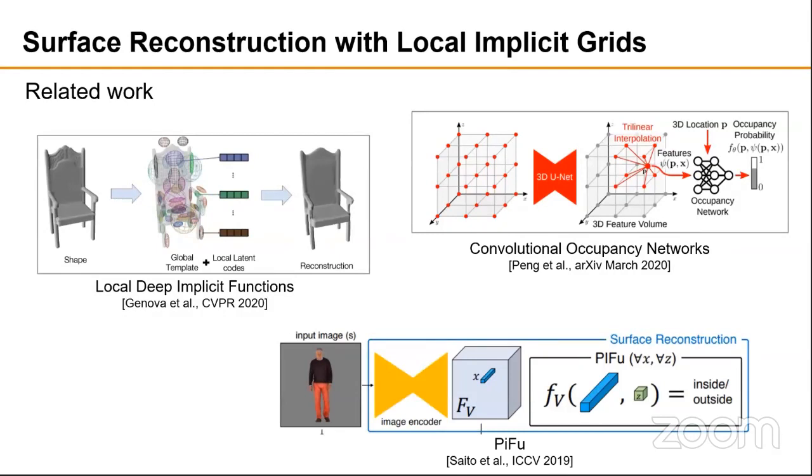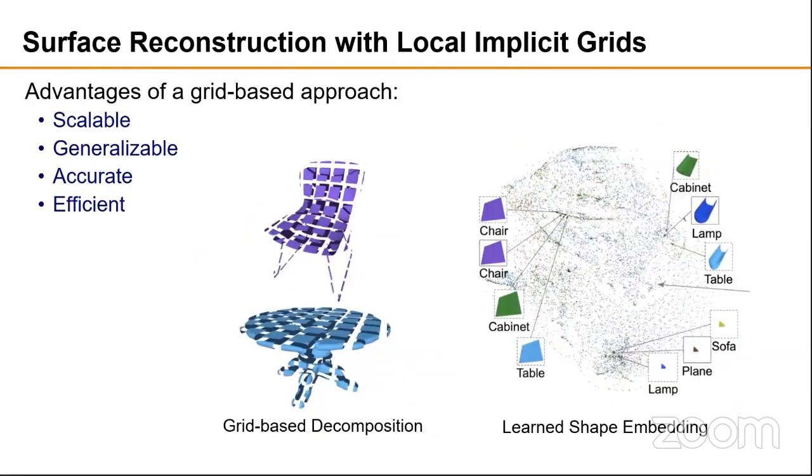However, our grid-based approach has several advantages. First, it is arbitrarily scalable. Larger working volumes can be represented by adding more grid cells. Second, it's generalizable, since shapes are composed of parts from a shared shape space. Third, it can be more accurate than global implicit methods, since the encoding and decoding is performed on local regions. Finally, it's efficient, since the decoder network can be much simpler for a grid cell than for a global scene.